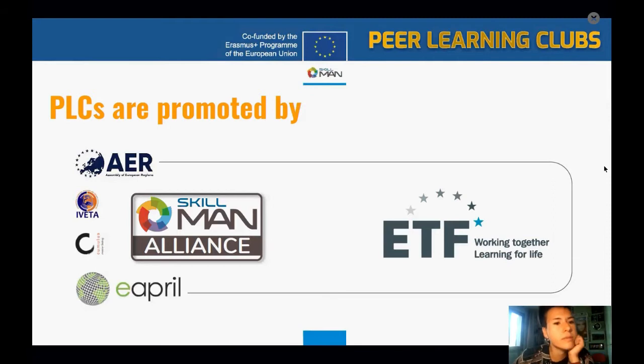The Skillman Network cooperates with many international organizations, as you see on your screen right now. Some of these organizations are AER, the Assembly of the European Regions, IVETA, the International Vocational Education and Training Association, Cumulus, the International Association of Universities and Colleges of Art, Design and Media, and EAPRIL, the European Association for Practitioner Research on Improving Learning. Now, the management of the Skillman activities, including today's peer learning clubs, is facilitated by these organizations, and they are done in partnership with the European Training Foundation, which is a big achievement for us to have such a collaboration.